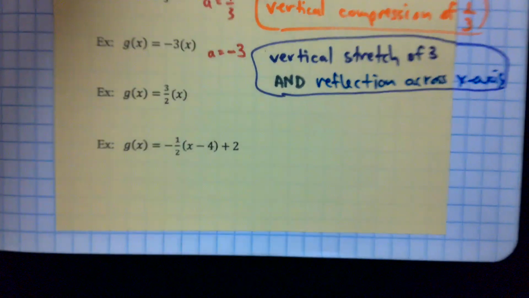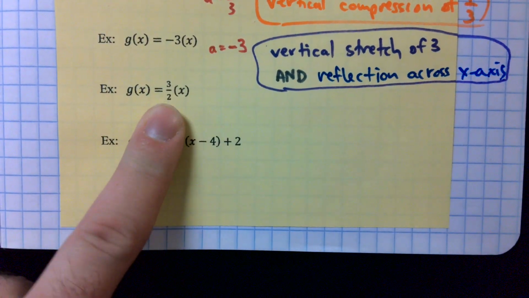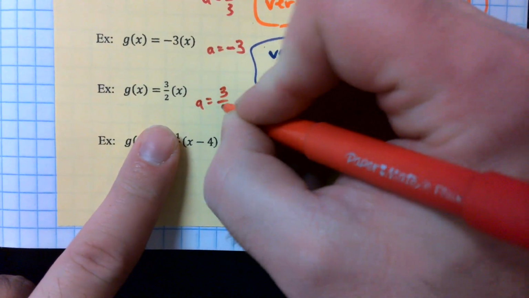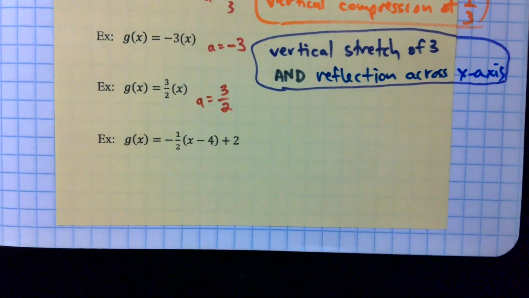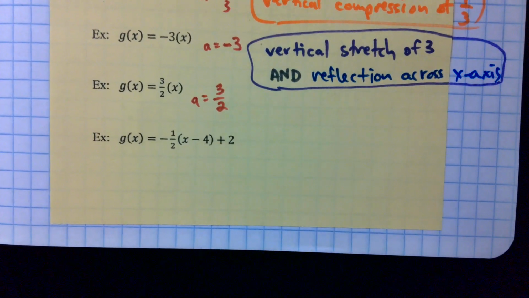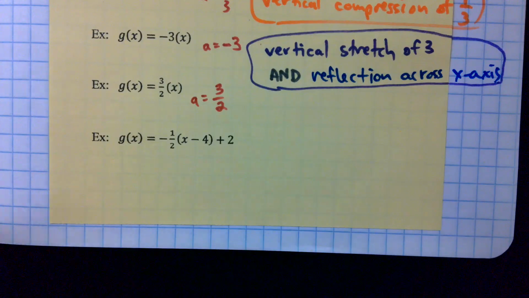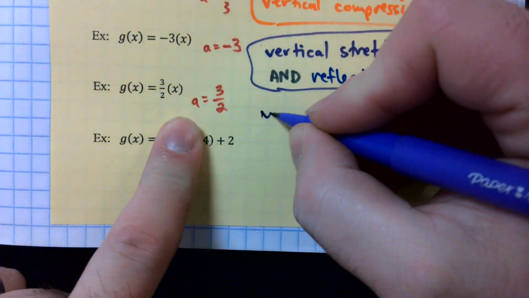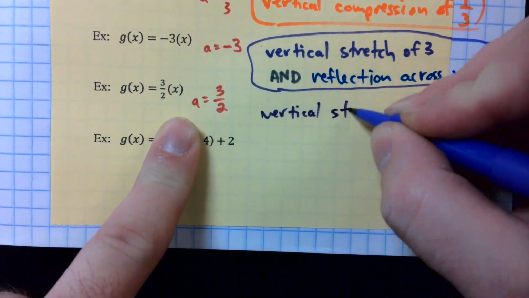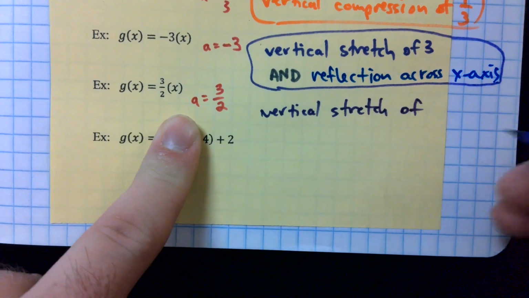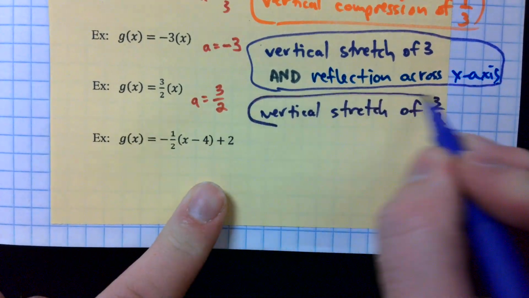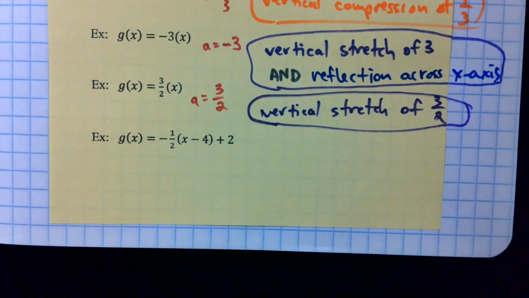So what about this one? g of x is equal to 3 over 2 x. What's my a value here? 3 over 2. All right, that's definitely an a value, my scale factor. Am I stretching here or compressing? Stretching. Why do you say stretching? Because it's more than 1. Don't be fooled by the fraction. If it's more than 1, it's a vertical stretch. In this case, 1.5 or 3 over 2. Everybody cool on that so far?